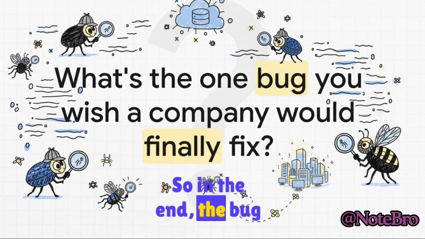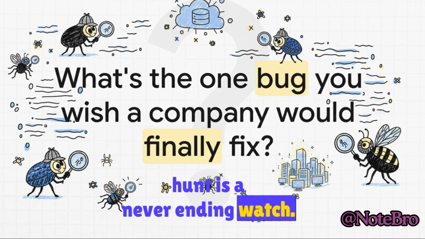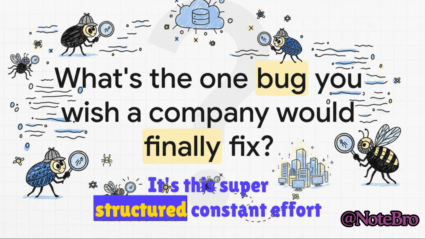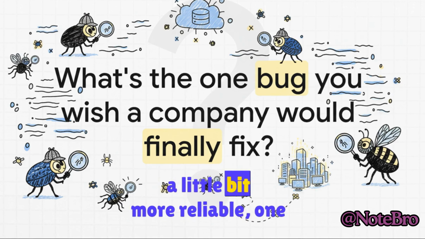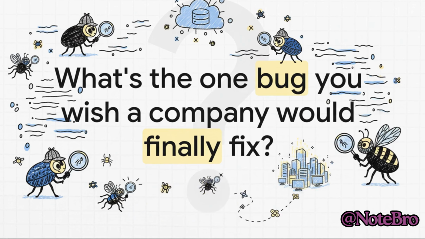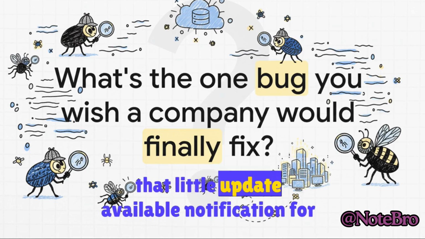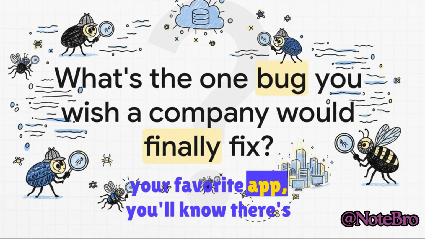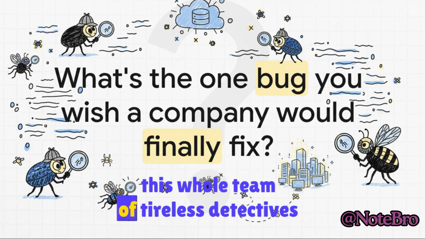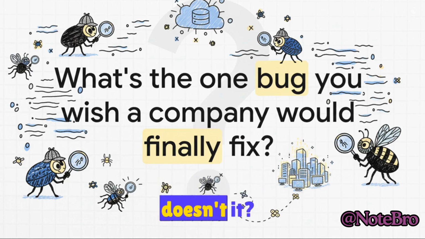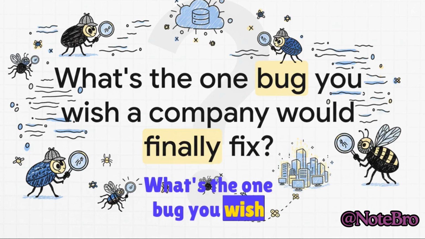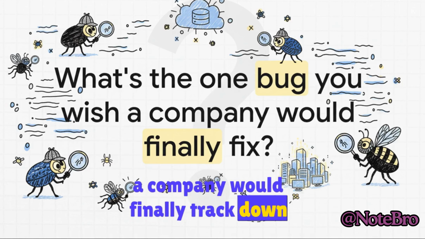So in the end, the bug hunt is a never-ending watch, right? It's this super structured, constant effort that makes our digital world just a little bit more reliable, one fix at a time. So the next time you see that little update available notification for your favorite app, you'll know there's this whole team of tireless detectives working behind the scenes. And it kind of makes you think, doesn't it? What's the one bug you wish a company would finally track down and fix for good?